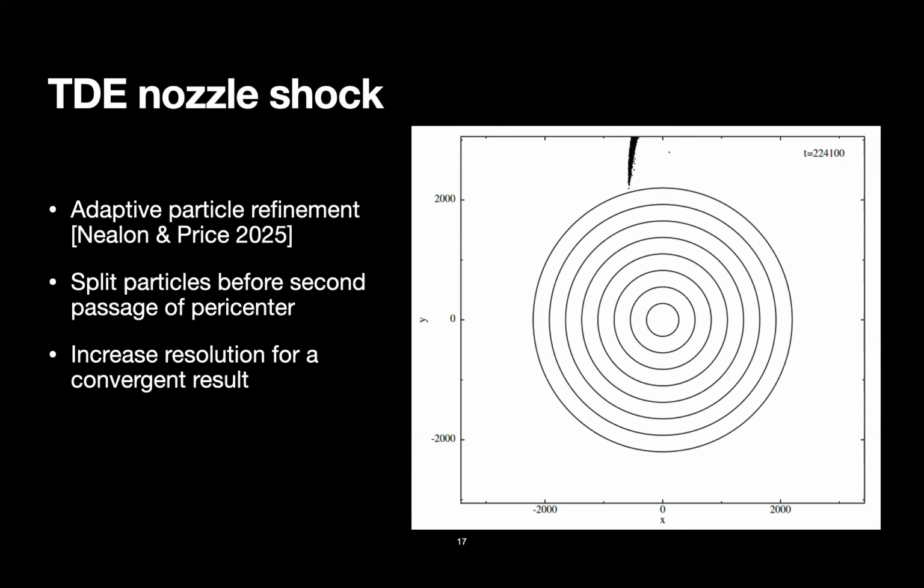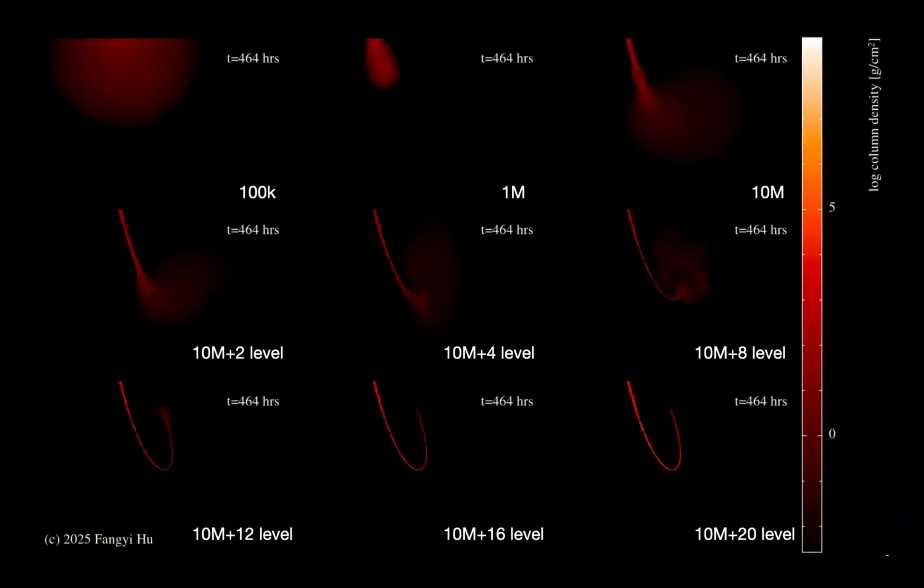And actually, just skip that. So actually we got some pretty good results. The original simulation we got is only like 100K particles, 1 million, 10 million particles. So we then add an APR region around the center of the black hole and just keep increasing the number of particles. We kind of get a converged resolution when we have like 12 level splitting.